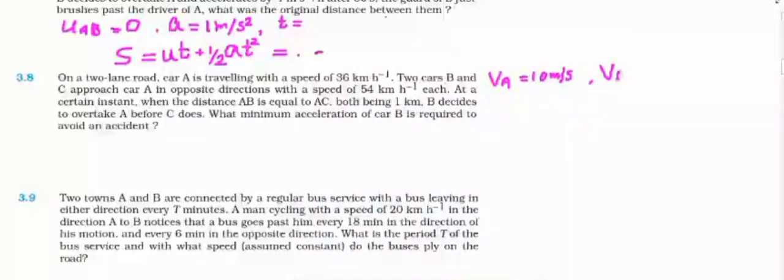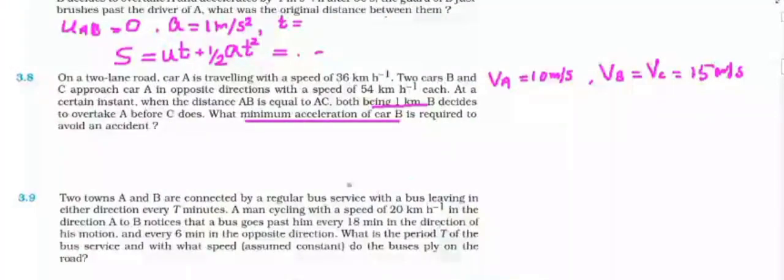So velocity of B is equal to velocity of C is equal to 54 km per hour, means it is around 15 meter per second. At certain instant, when the distance AB is equal to AC equal to 1 kilometer, B decides to overtake A before C does. What minimum acceleration is required for car B?